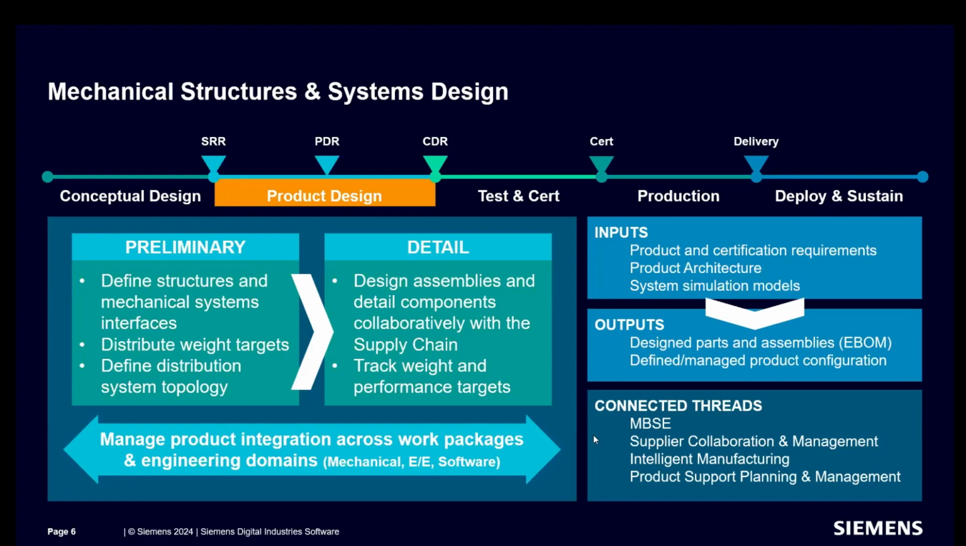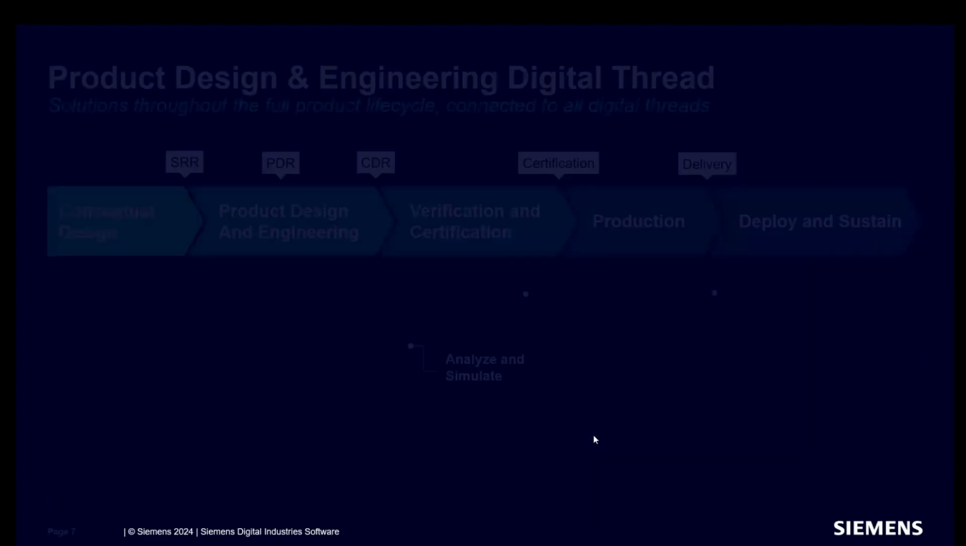And you get your inputs from product and certification requirements, the product architecture, and system simulation models that you may have produced prior to the design. And then outputs are typically, as you can see there, design parts and assemblies, and define, manage product configurations, those type things. And there are other threads that are connected in there, but we're going to focus on what I've talked about there.